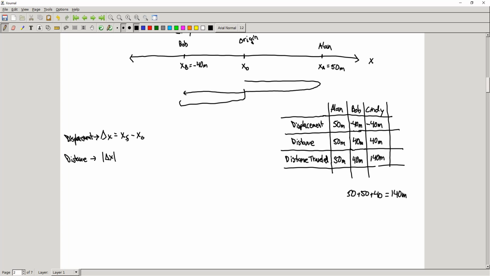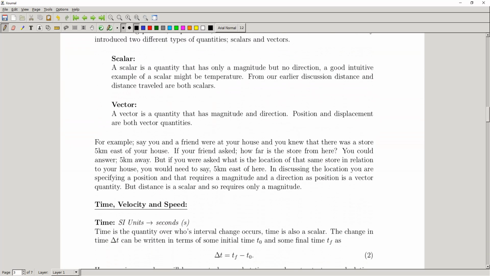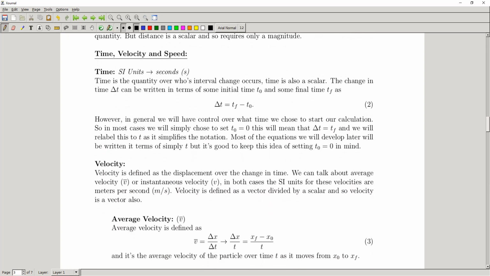Okay, so again, just to reiterate here, position and displacement, those are vector quantities. Distance and distance traveled are scalars. And this will become sort of more intuitive and more useful as we move on, but just keep that in mind for now. Okay, so some of the other quantities we're going to need to talk about in discussing kinematic systems are time, velocity, and speed. So let's take a look at those now.